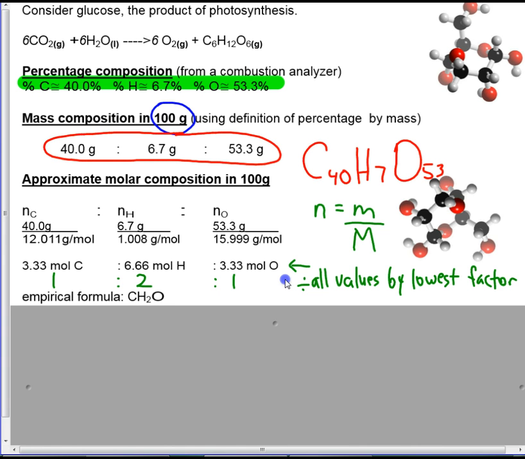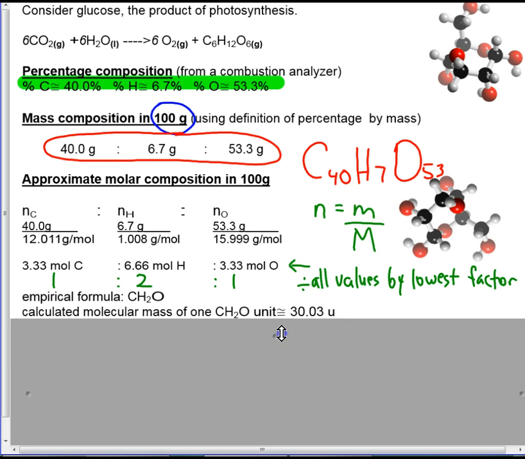We're just saying that the lowest ratio of atoms is 1 to 2 to 1. To get the molecular formula, we first need to know how heavy this empirical unit would be. How heavy is CH2O? Well, 1 unit of CH2O would have a relative atomic mass of 30.03 units. Or we could say that a mole of those units would have a molar mass of 30.03 grams per mole.